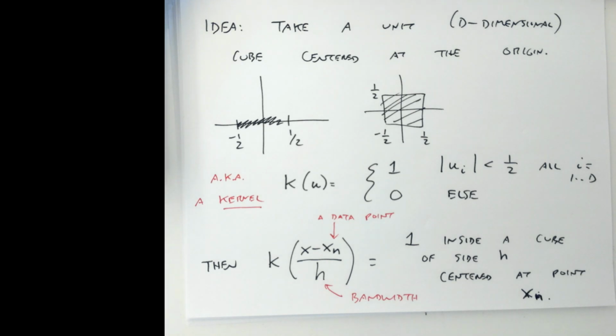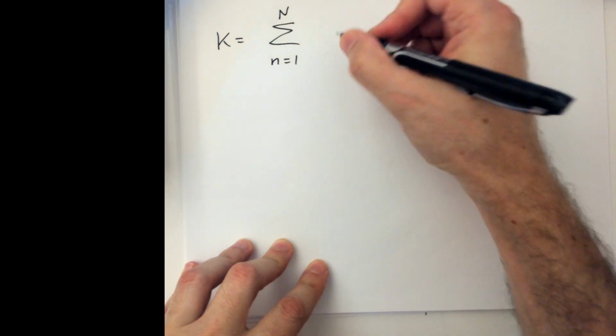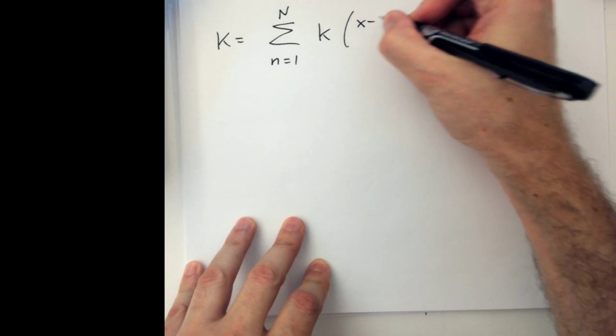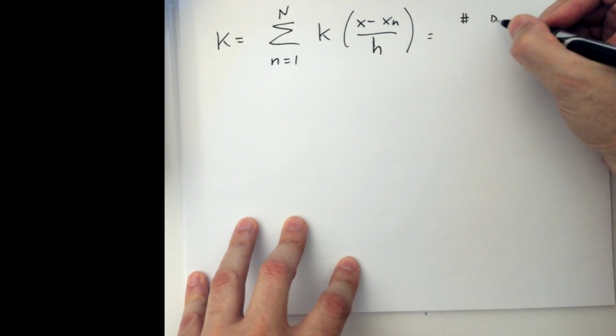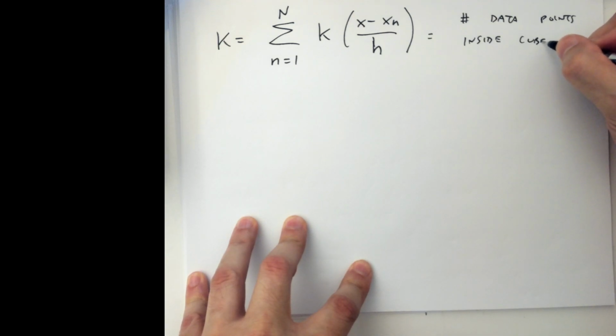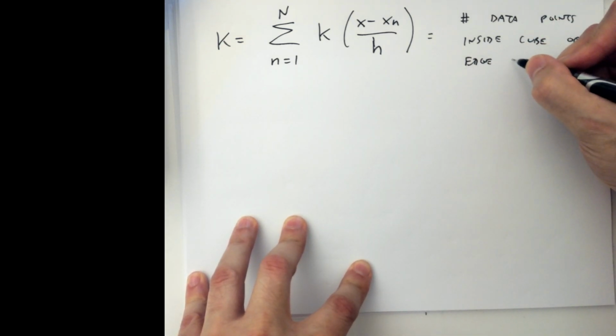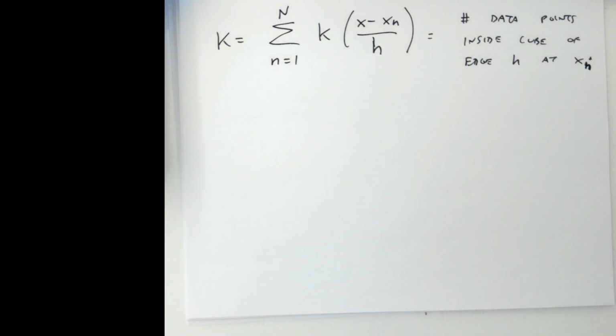And so now these little cubes are basically my collection regions, right? I'm specifying the volume of this cube, and I'm going to ask, for each of these places, how many data points are falling inside this box? So now I'm going to turn this into K equal to this. This is the number of data points inside the cube of edge H at each xn, and I'm adding them up, right?